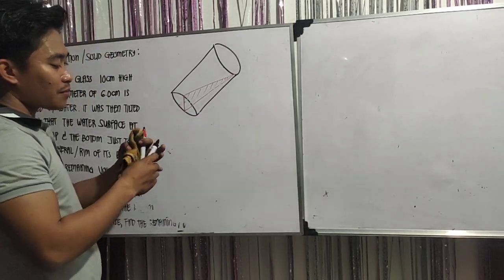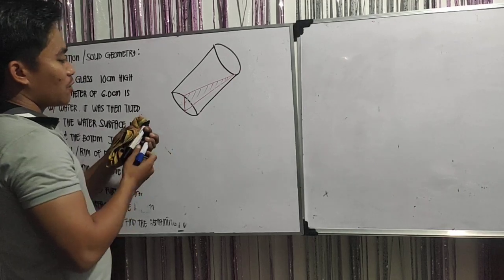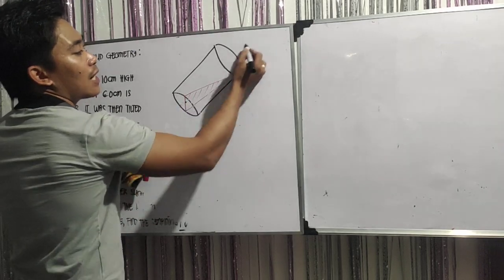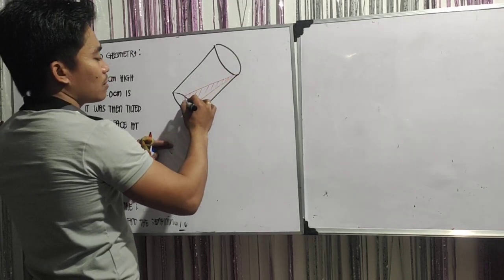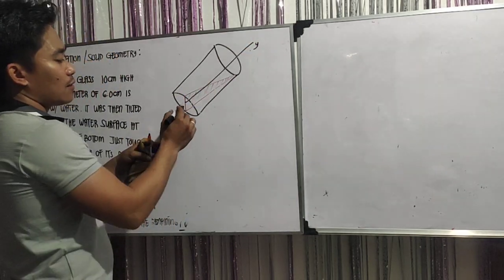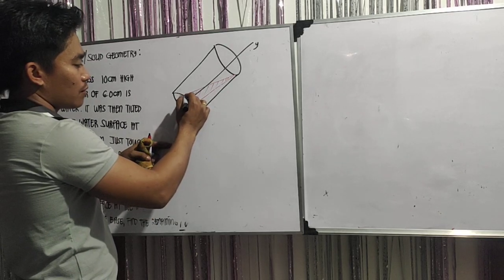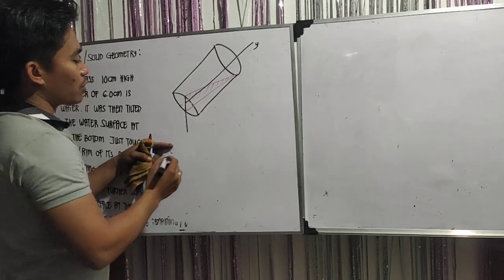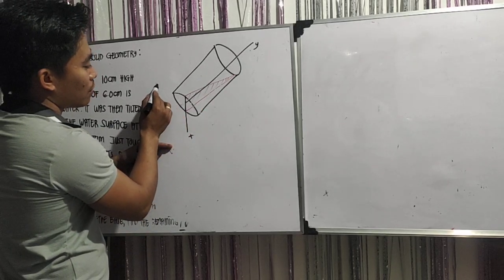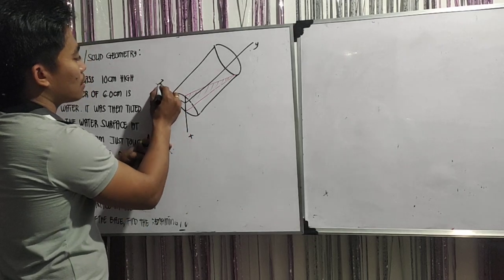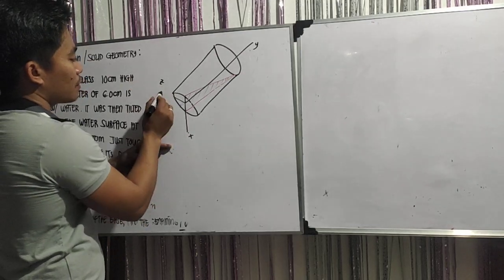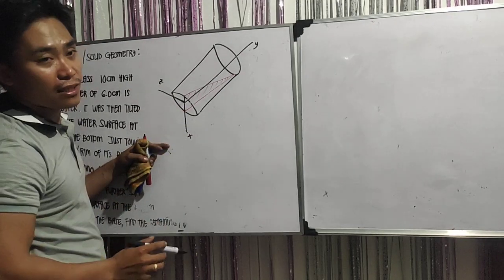Anong gagawin? Gumawa ka ng 3D axis. Okay? Eto, along ka sa height. Yung gawin mo itong y-axis. Okay? Eto, gawin mo itong x-axis. Okay? Eto, gawin mo rin itong z-axis. Okay? So, x, y, z. Now, z-axis. Paano ngayon yan?